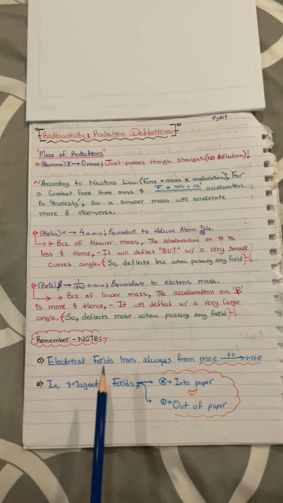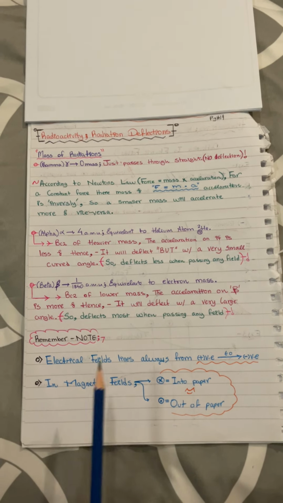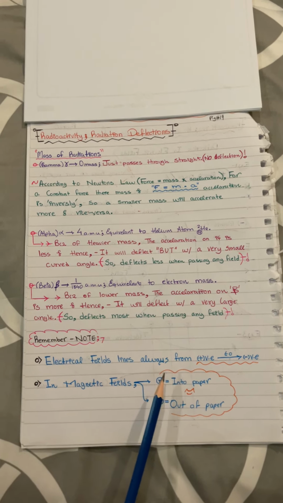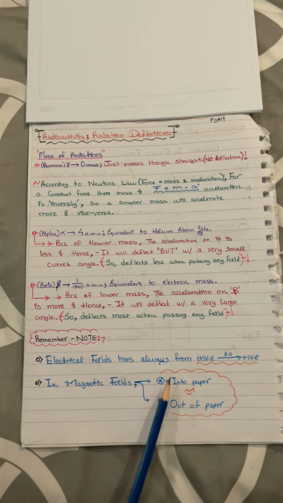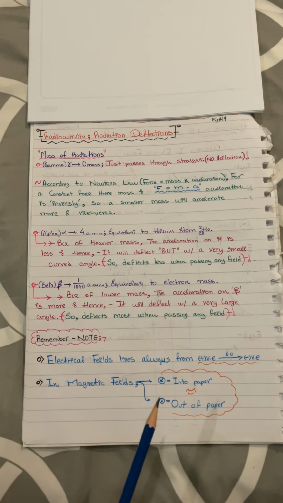Now remember, electric field is always from positive to negative, and magnetic field is always from the North Pole to the South Pole. X represents into the paper and a dot represents out of the paper.